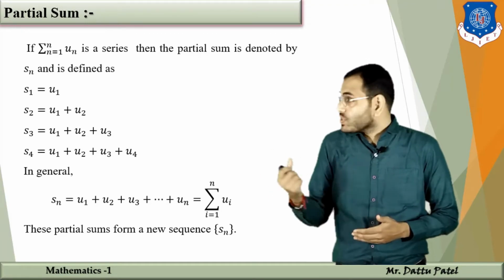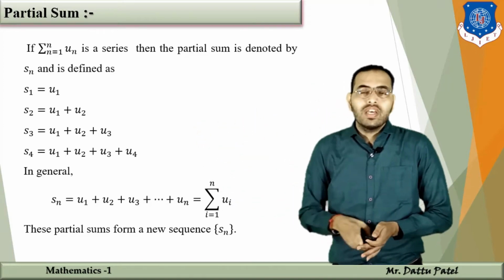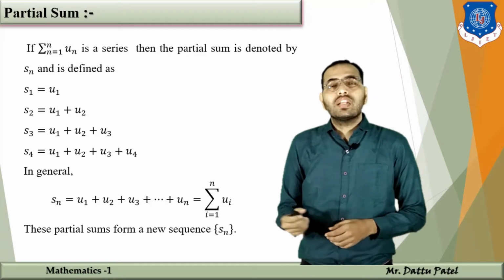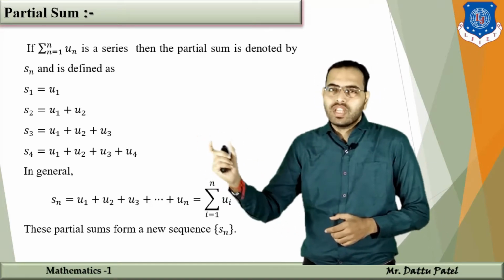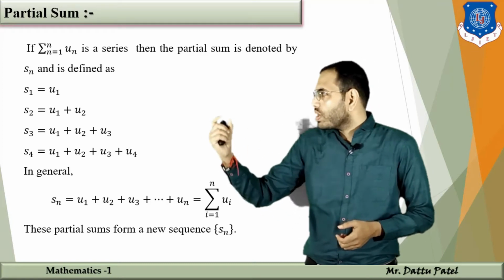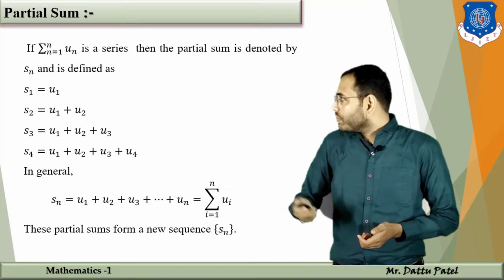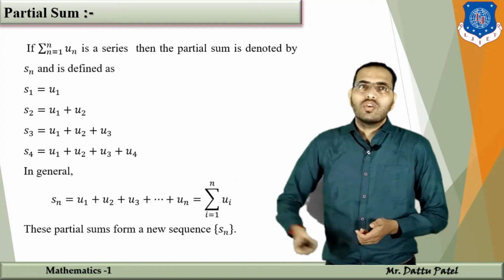If we have S1, then we consider only the first term of this series, that is u1. Suppose S2, then consider the addition of the first two terms, u1 plus u2. Similarly S3 is u1 plus u2 plus u3. Similarly S4 is u1 plus u2 plus u3 plus u4.